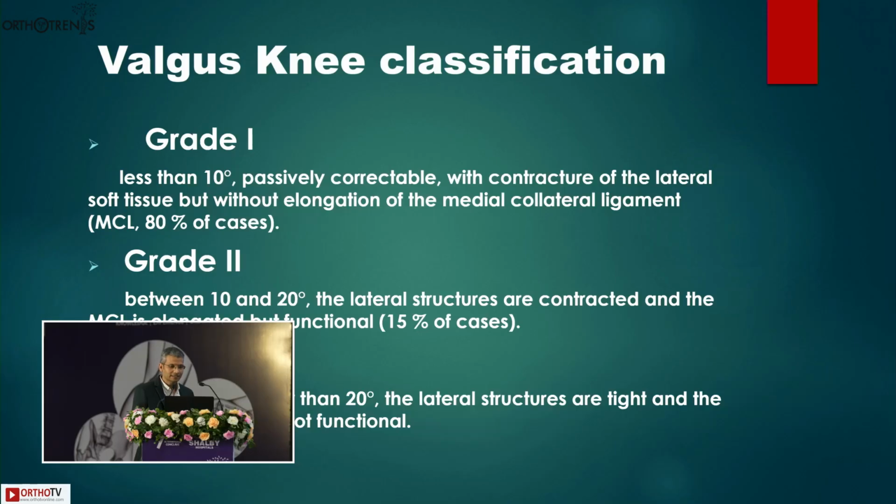Present my favorite approach, that is lateral parapatellar approach for rigid valgus knees. So first, we classify the valgus knees in 3 grades. Grade 1, that is less than 10 degree valgus with normal and functional MCL. Grade 2, that is 10 to 20 degree of valgus with elongated MCL but functional. In grade 3, the deformity is greater than 20 degree with incompetent MCL.